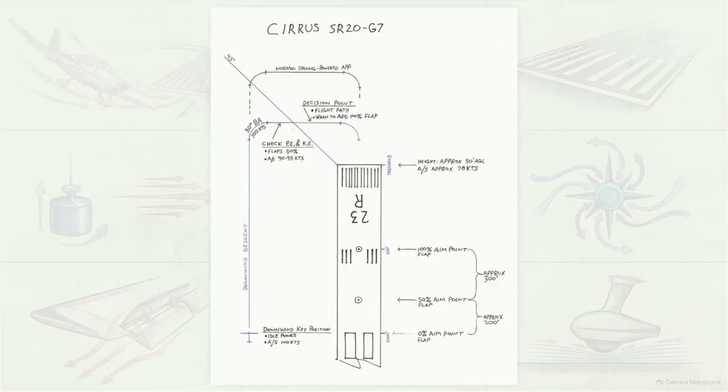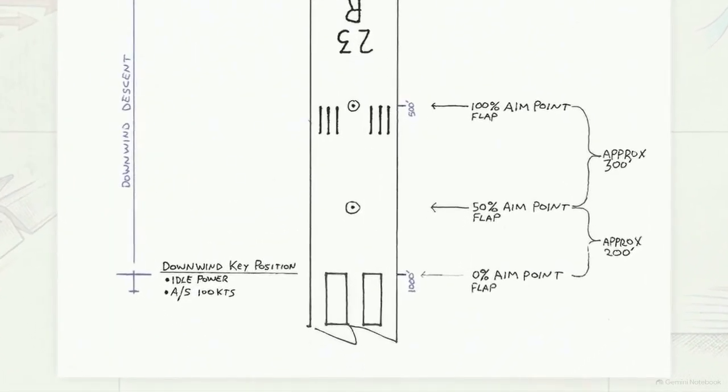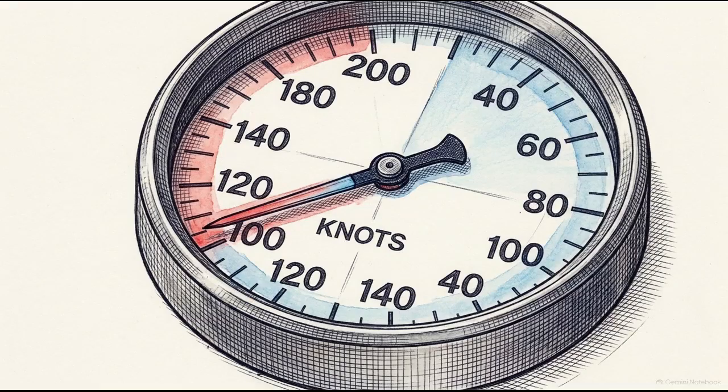Step 1 is the setup. You fly a normal traffic pattern, but the moment the aircraft is directly abeam your chosen touchdown point, you pull the throttle completely to idle. This establishes your downwind key position. Your immediate first action at this abeam point is to pitch the nose to capture and strictly maintain exactly 100 knots of airspeed. Once airspeed is locked in, you need to calculate your descent based on the winds aloft.